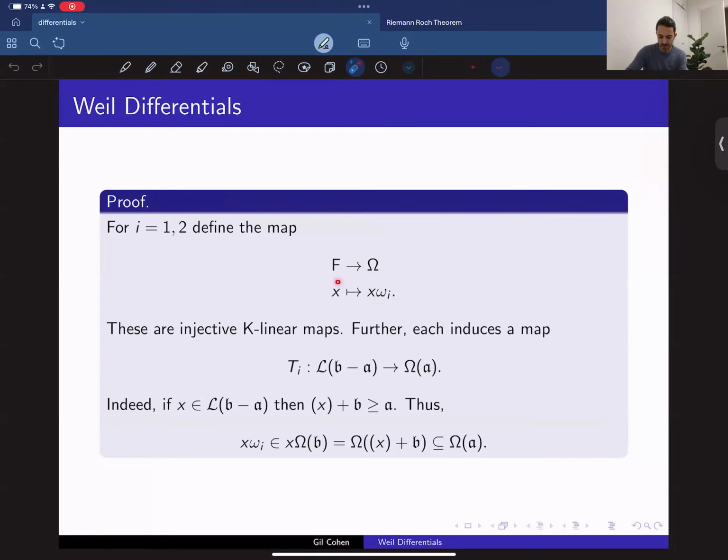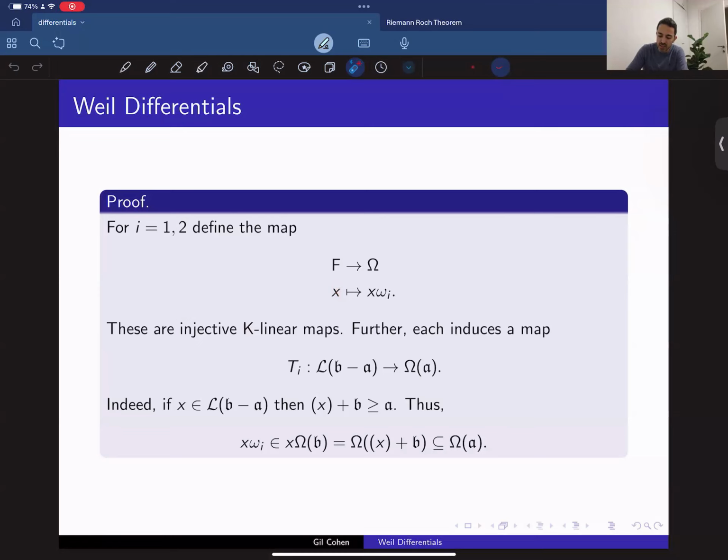Right, so these are functions, but these are really more than just functions. These are k-linear maps, kind of obviously, and they're also injective because you can invert, right? You can look at x inverse. I mean, the only thing that goes to 0 is when x is 0.